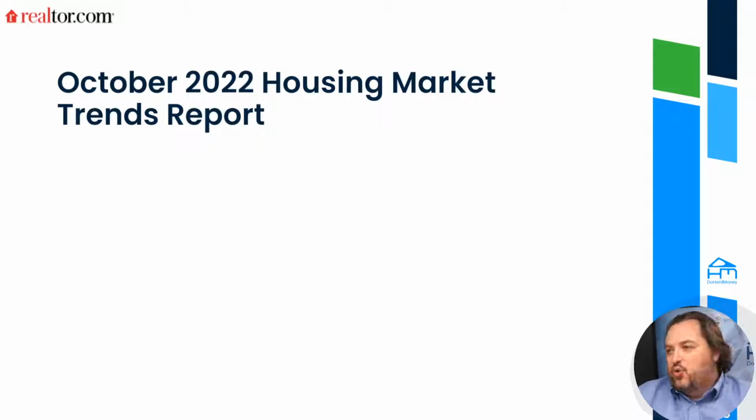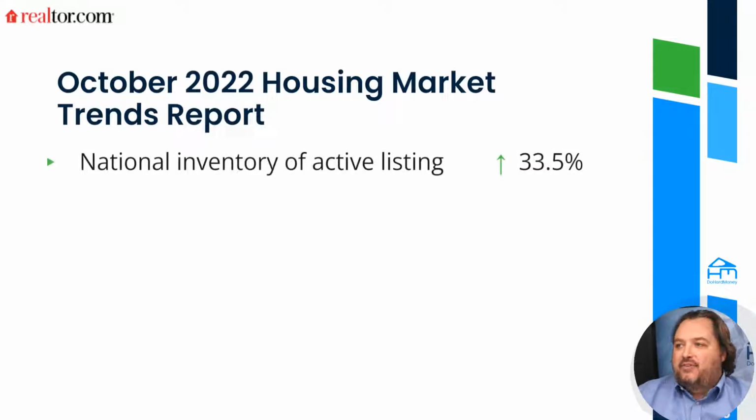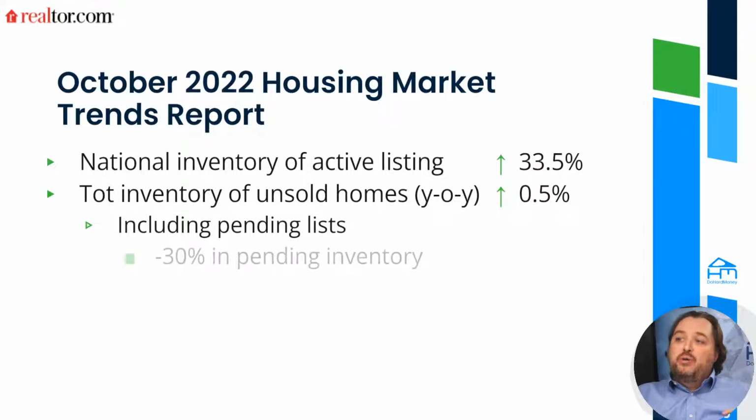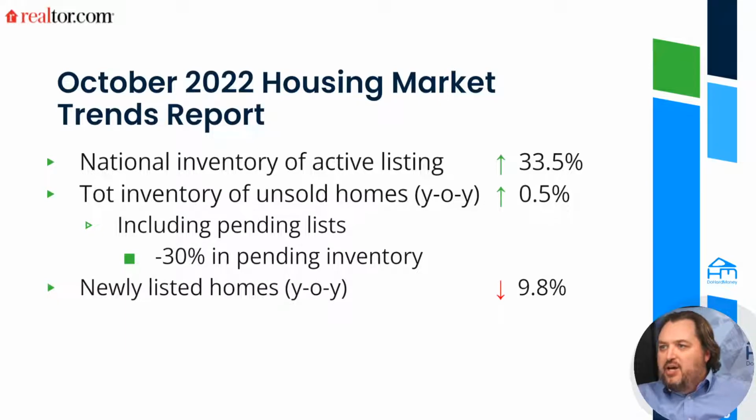Super excited about this. The 2022 housing report: national inventory for active listings went up 33.5%. Okay, so we're seeing inventory go up. We knew that would be the case as interest rates went up. Total inventory of unsold homes year over year went up 0.5%, including pending listings. We've got 30% less pending inventory. Newly listed homes year over year went down 9.8%.